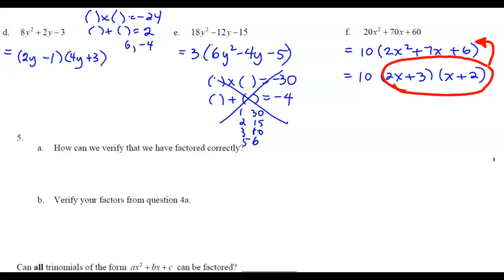What did I just tell you? How can we verify that we factored correctly? What did I say to do? Someone said it over here. Expand, multiply. Either one, expand back, multiply back. Multiply the factors. Okay. If you don't get the original, then you did something wrong. Now, I guess you could make a mistake in multiplying, but usually students are better at that.